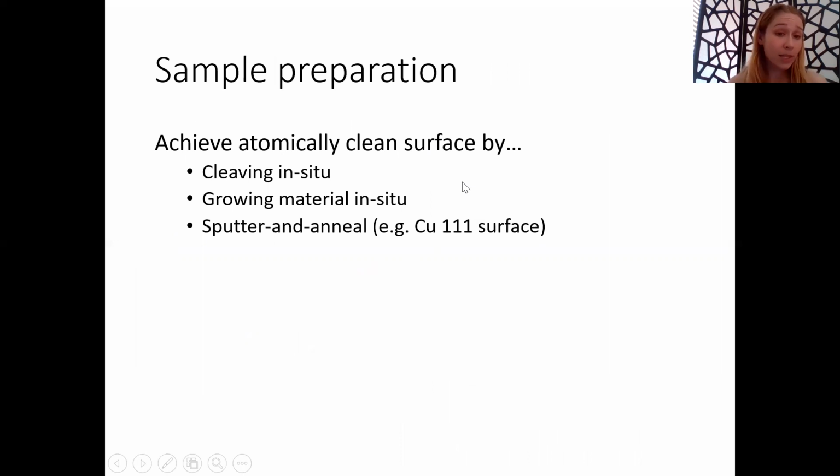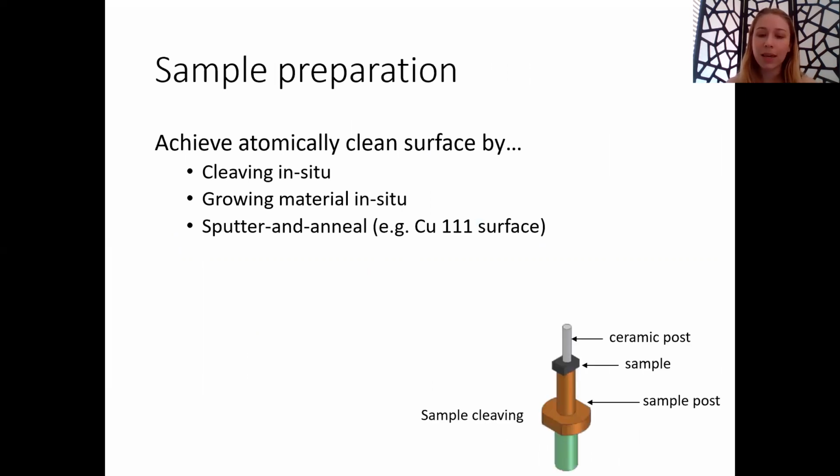And there are several ways to do this. So one way is cleaving in situ. And that is what my group typically does. So cleaving in situ, you have your sample on top of some sample post, and then on top of that, you glue a ceramic post. And then you come in with something that might look like a screwdriver. It's a wobble stick. It is something that sits inside ultra high vacuum, but it can be operated from the outside. Knock off your top post, and then you're left with a clean surface.